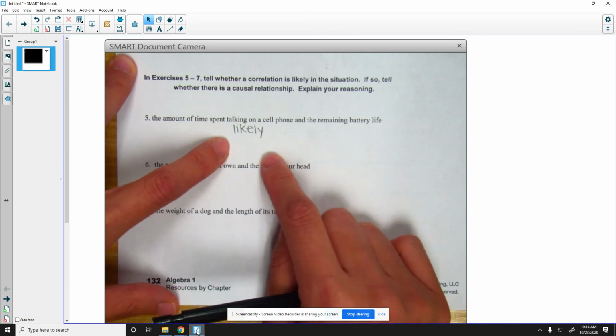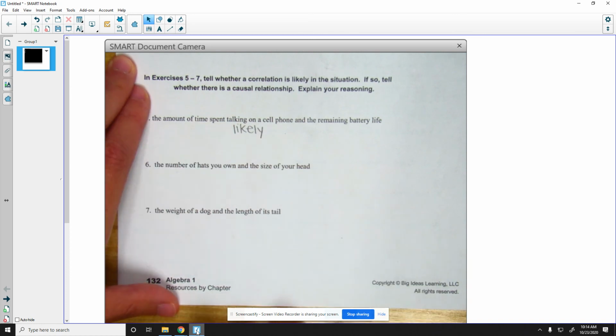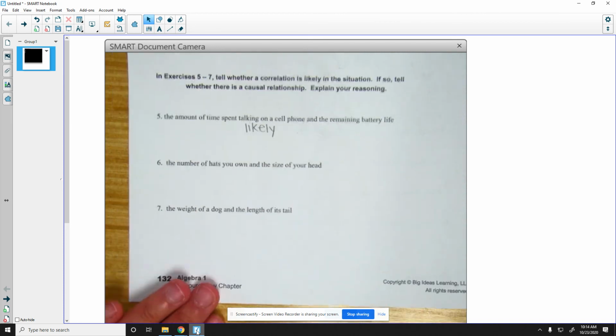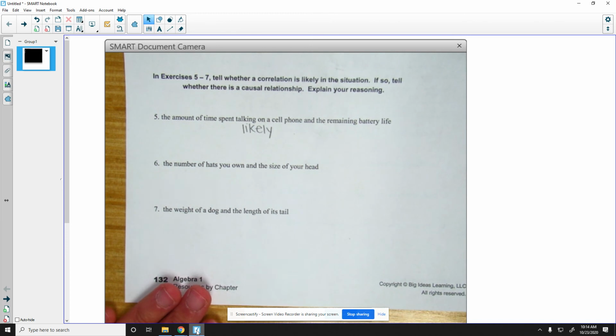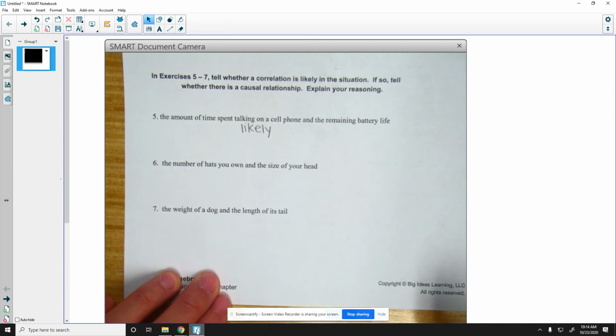Something that's not likely is like the amount of rain outside with how many times you smile in a day. Those two things have nothing to do with each other, right? It might rain if you're happy. It might rain if you're sad. It doesn't matter how many times you smile in a day. It's just going to rain if it's going to rain, right? That is not likely. That's not causal, okay?